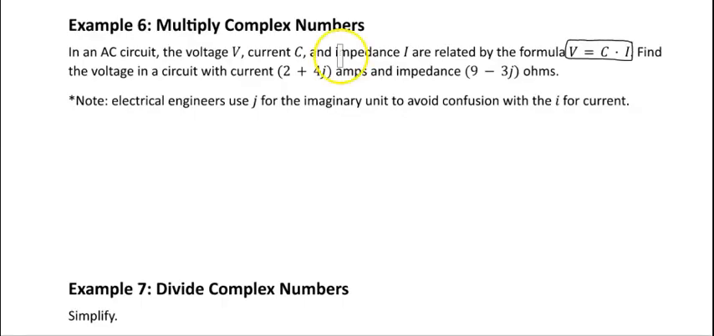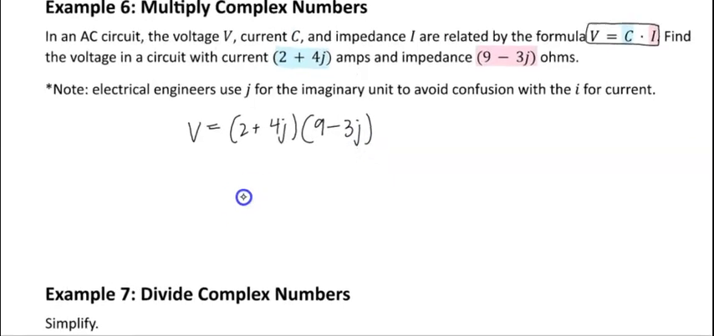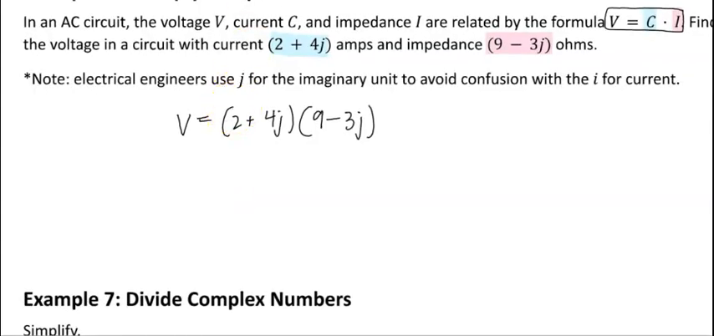So if we're trying to set this up, we know we need to plug in 2 plus 4J for the current C, and we need to plug in 9 minus 3J for the impedance I. So it's going to look like this. V equals 2 plus 4J multiplied by 9 minus 3J. Now, if you're multiplying binomials, we know that we have to start by distributing the first term in the first parentheses. So we're going to distribute that to both terms over here.